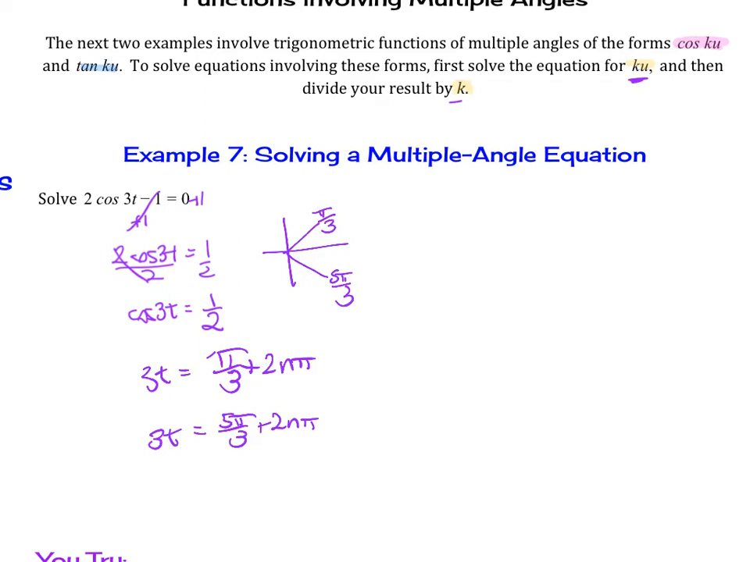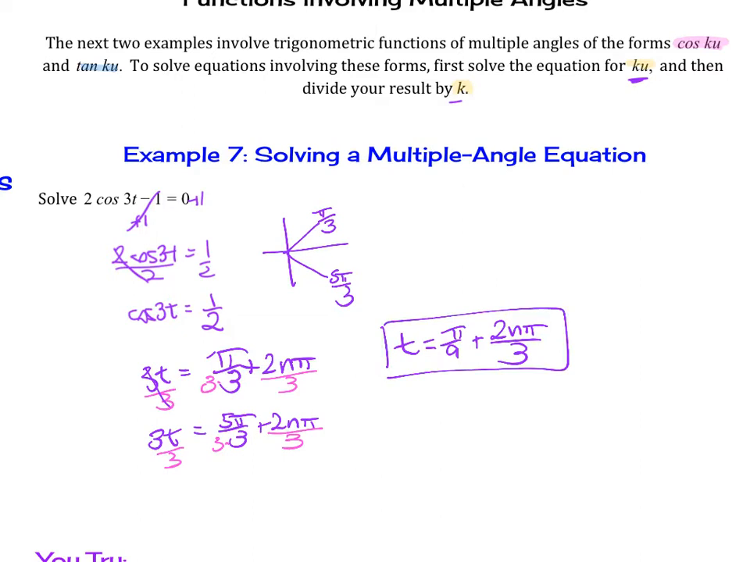Now the last thing we need to do is solve for t. In order to solve for t, we're going to divide by 3. Remember, when you divide by 3, we're really multiplying in the denominator. So 3 here and 3 here. Therefore our answer is t equals pi over 9 plus 2n pi over 3. The next one is t equals 5 pi over 9 plus 2n pi over 3. It's the same thing that we did previously. We just have to divide right at the very end.